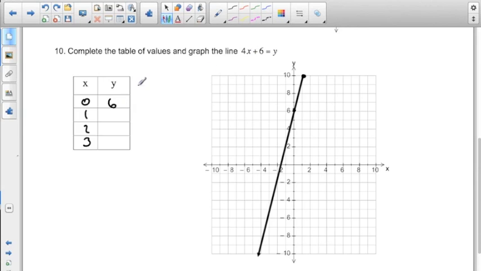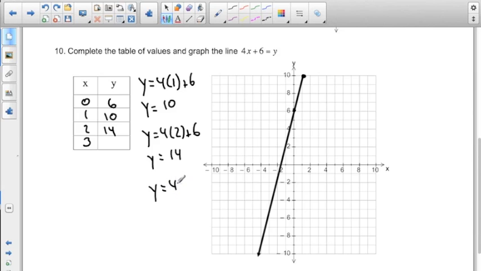When x is 1, so if we do y equals 4 times 1 plus 6, we know that is going to be 10. Now we're off the graph, so we actually have to start doing it ourselves. So if we do y equals 4 times 2 plus 6, 8 plus 6 is going to give us 14. And if we do y equals 4 times 3 plus 6, 4 times 3 is 12, plus 6 is going to give us 18. And we can see each time it's going up by 4. We've done it. That's it.